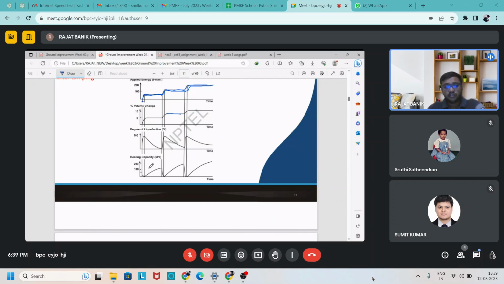We show the thixotropy of the clay soil. That means if we apply energy, the soil is disturbed, and the strength of the soil gets reduced to zero. After a certain period of time, the soil again regains its strength, and so again we apply the energy. The soil is disturbed again, and its strength is reduced to zero.